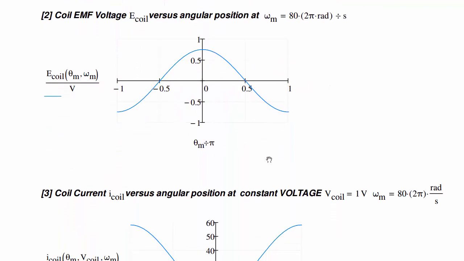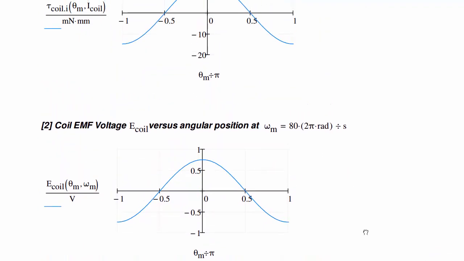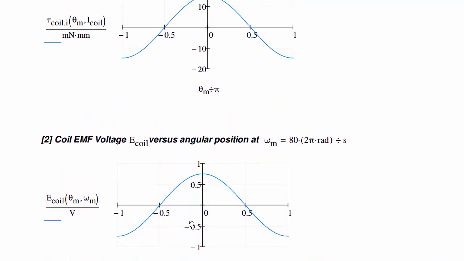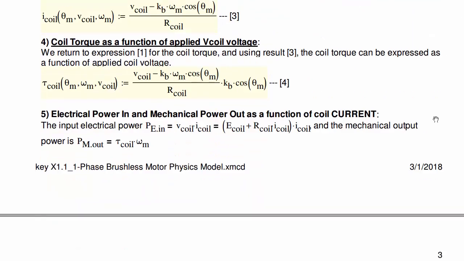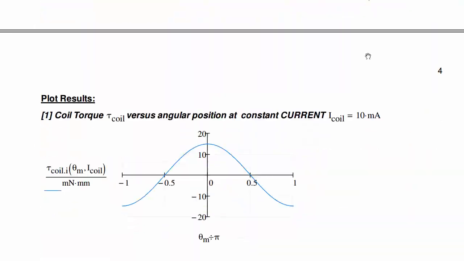Okay, number 2 is where we're plotting the EMF voltage, and notice that the induced voltage and the torque are both cosine functions, so they are both maximum at 0 angle. And this should make sense, because the maximum change in flux through the coil is when the coil has 0 flux through it, right? It's the 0 crossing of a sine or cosine wave, and so that's where the slope is maximum.